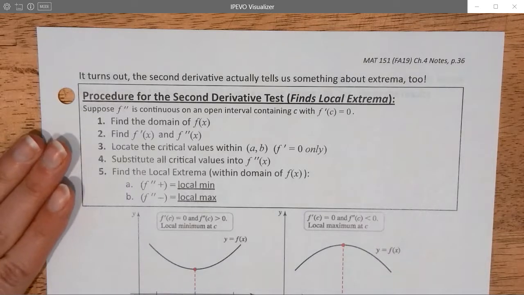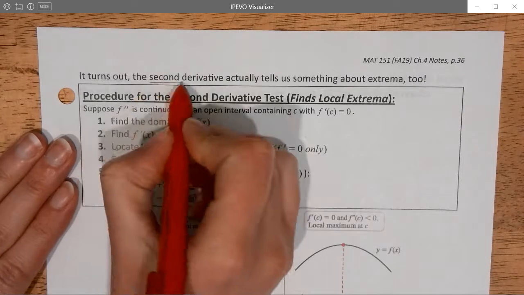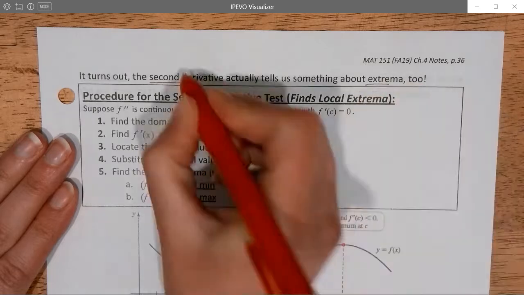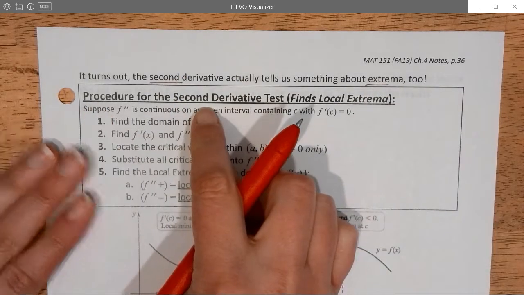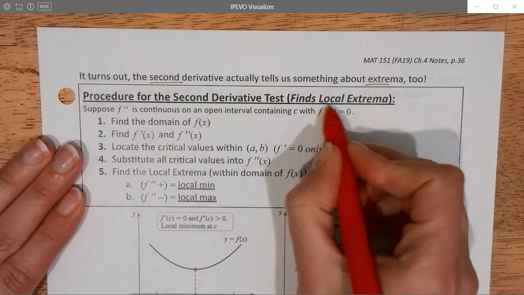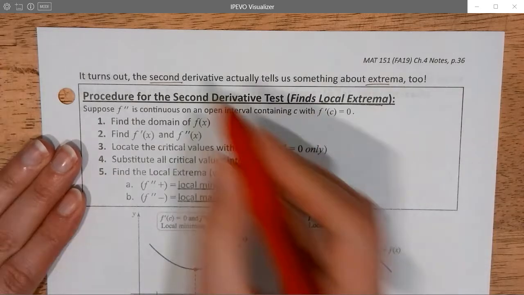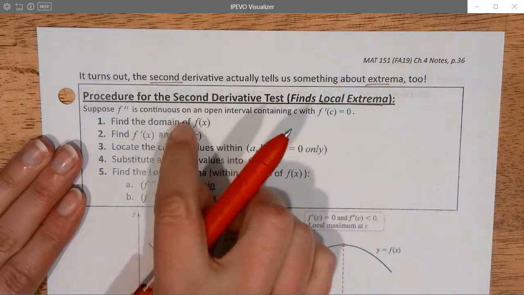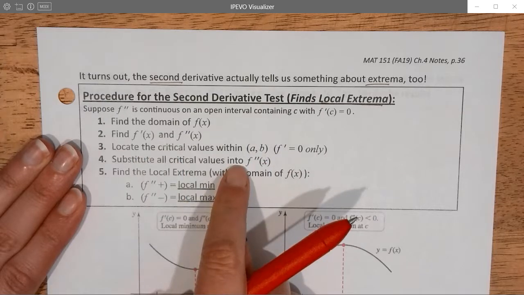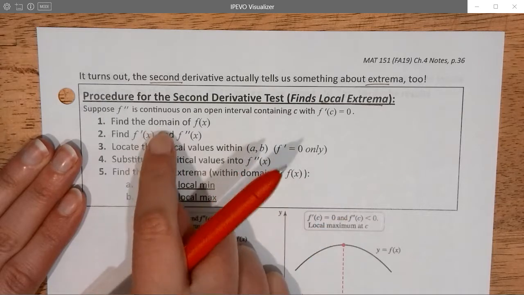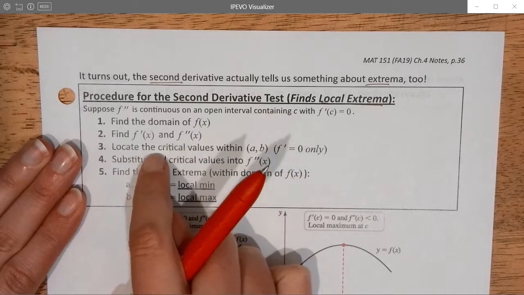As it turns out, the second derivative can actually tell us something useful about extrema as well. This leads us to the second derivative test. It is for finding local extrema. So the second derivative test is going to use the second derivative to classify extrema. So I find the domain, the first and second derivatives, and locate the critical values.